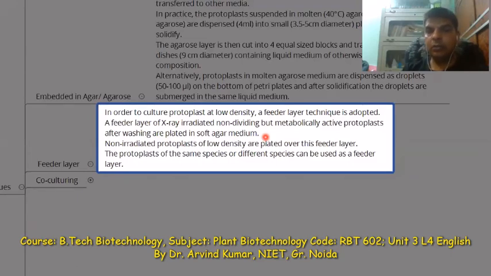And if we are using some method of creating mutation in these cells, so we can automatically find the lower protoplast density there, and such a treated material has to be cultured, then the feeder layer culture is the best option. And the non-irradiated protoplasts of low density are created over this feeder layer. The protoplasts of the same species or different species can be used as a feeder layer. So we use some cells which are irradiated on the cells which are non-irradiated. Non-irradiated are the protoplasts of the desired type, and irradiated are the ones that we are using as a feeder layer there. Okay, so we can easily find this protoplast cultured over the feeder layer.